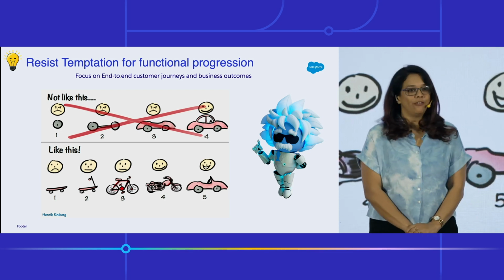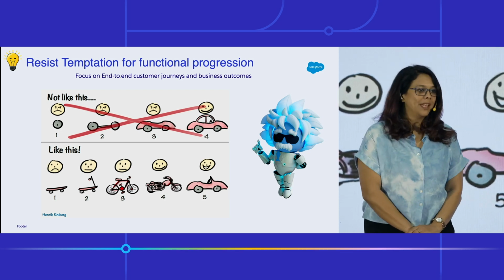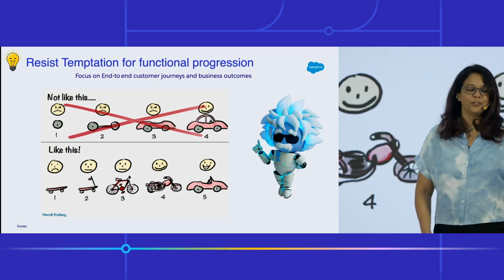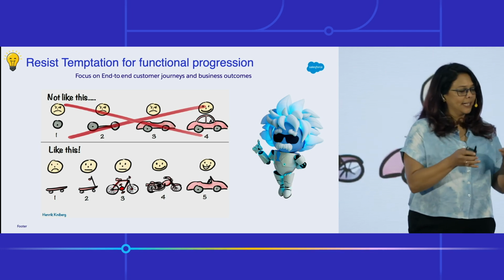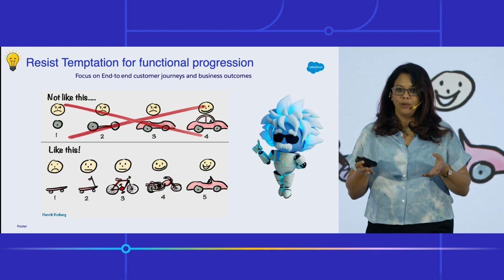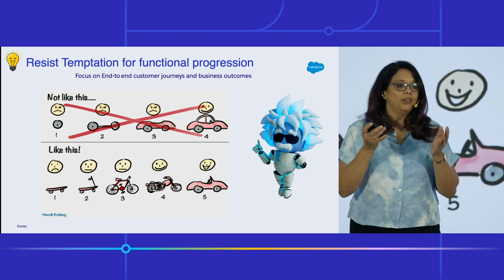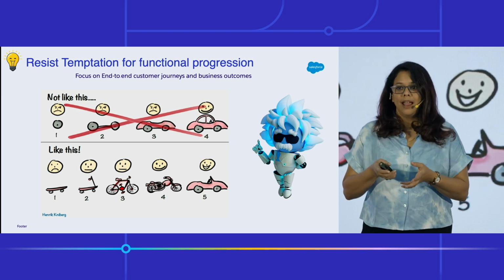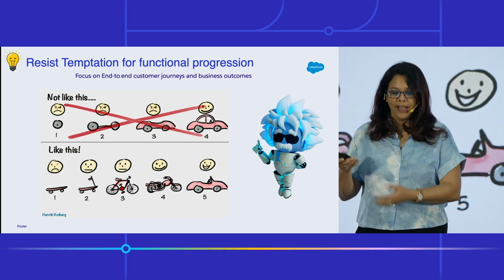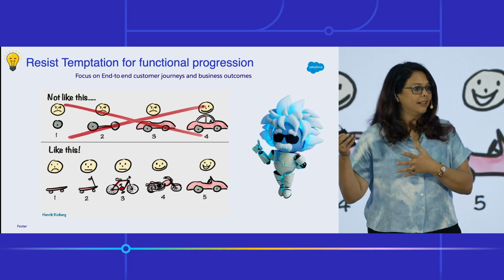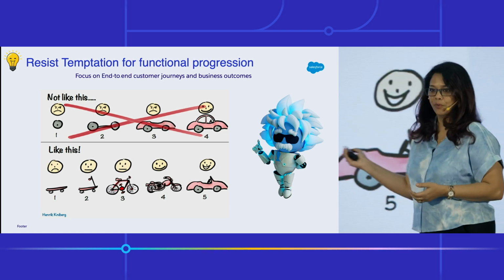Now, here's a slide that I like. Resist the temptation for functional progression. Try not to just build in silos. Make sure that as you are progressing, you have a usable product, and then you are iterating to finally reach the final car over here.